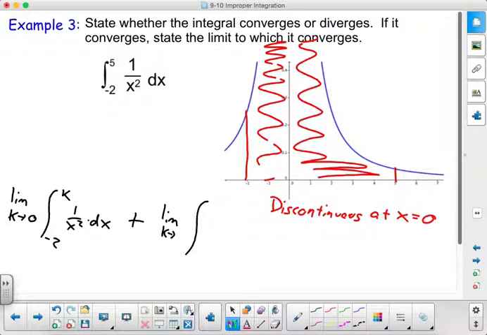But again, I've got to approach this discontinuous place from the right, this way. So as k still approaches 0, that same c value. It's just where am I starting? I'm starting at k, at this place where it's discontinuous, and I'm going to 5. So my order is still the same: the leftmost point is on the bottom, the rightmost point on top. Again, 1 over x squared dx.